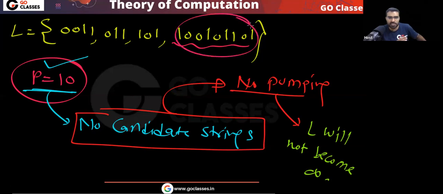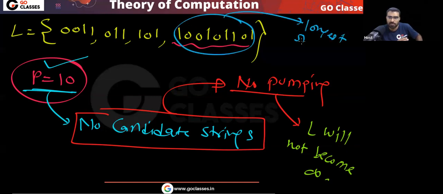See, this is the longest string. If this longest string has length 9, I can say this is the longest string, and its length is 9. You take p equal to 10.